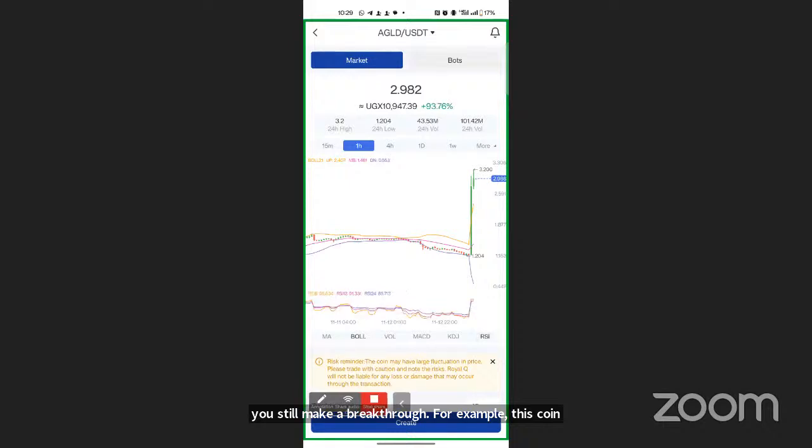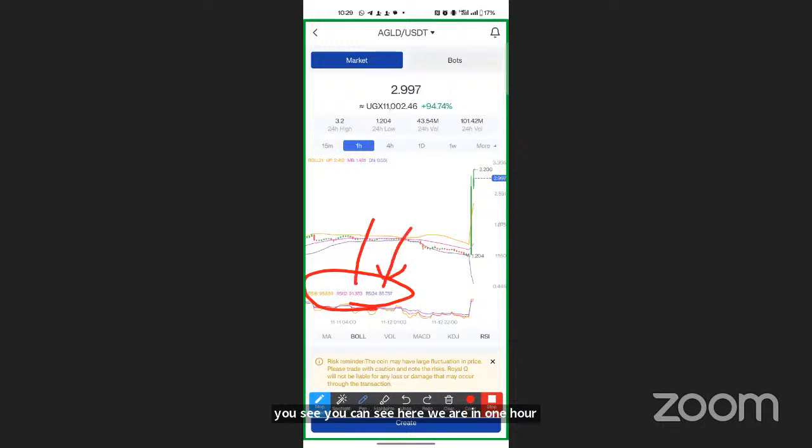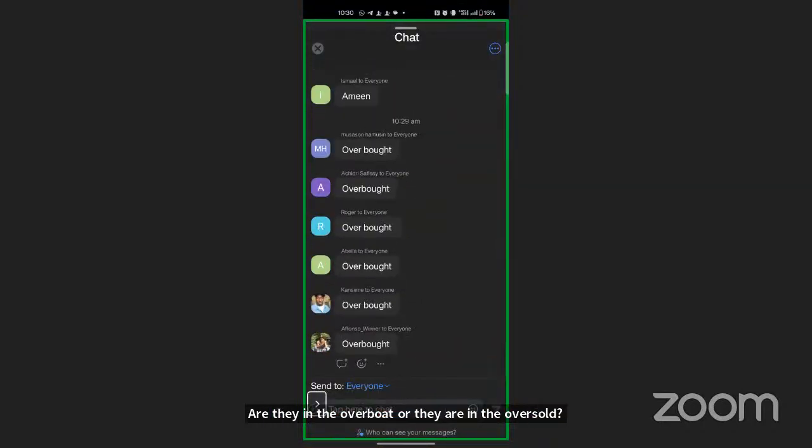You can see here, we are in 1 hour, 85, 91, 95. Is it in the overbought? Is it in the oversold? The RSI of 12 is at 85. The RSI of 12 is at 91. The RSI of 66 is at 95. Are they in the overbought or are they in the oversold?